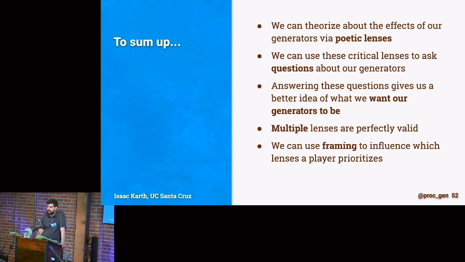So to sum up, the takeaways I want you to have from this is that we can theorize about the effects of our generators with these critical lenses, which give us these questions that we can ask about the generators. And answering those questions can help give us a better understanding of what it is we want our generators to be. I want to emphasize that multiple lenses are perfectly valid. There's lots of questions we can ask, and your generator might find one aspect more important than another. And then we can use framing to influence how the players perceive our generators.